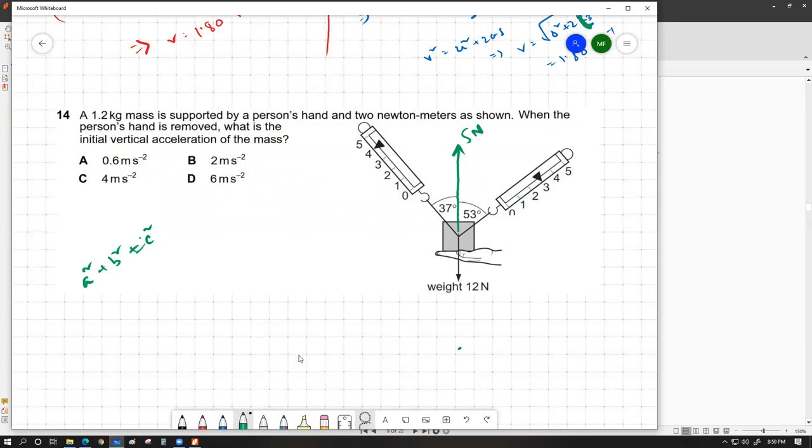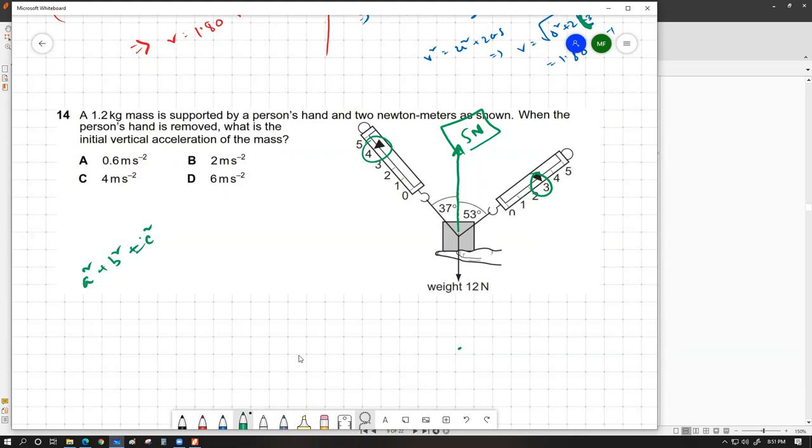But what I'm trying to show you is that, just to have a little bit of foresight, if you have a look over here, these two angles sum to 90 degrees. So the resultant of this 4 newton force and this 3 newton force would be 5 newton in the upward direction, and the weight of the object is 12 newton. So if we remove the hand, these are the only forces that would be available to the system.